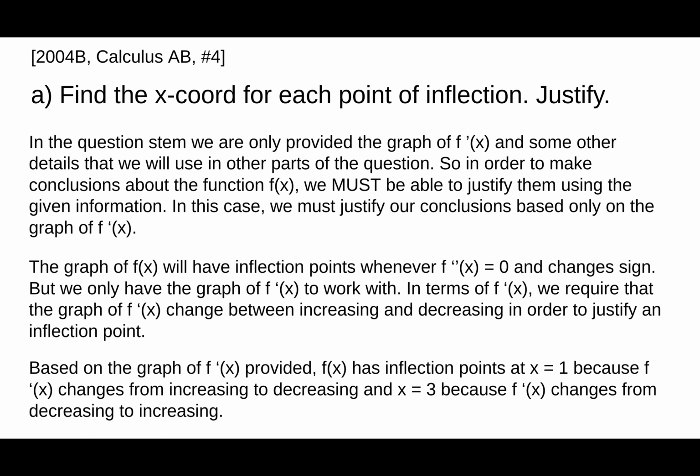So, based on the graph of f prime provided, f of x has inflection points at x equals 1 because f prime of x changes from increasing to decreasing, and x equals 3 because f prime of x changes from decreasing to increasing. So that's how we can tell where f will have an inflection point given only the graph of f prime of x and a little bit of other information in the question stem.